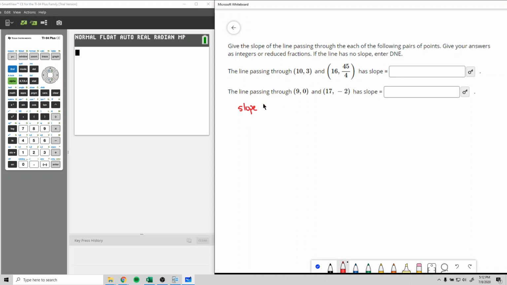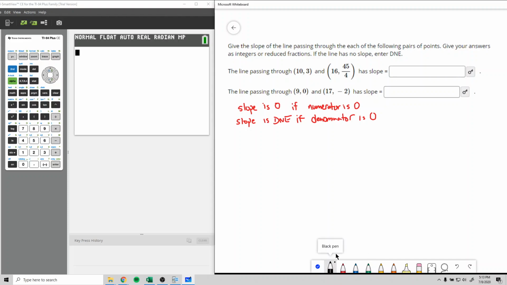Slope is 0 if the numerator is 0. Right, if we have 0 on the top, then it's just 0. It doesn't matter what the bottom is, as long as the bottom's not 0. But the slope does not exist if the denominator is 0. Okay, and we also know it's bad to divide by 0.